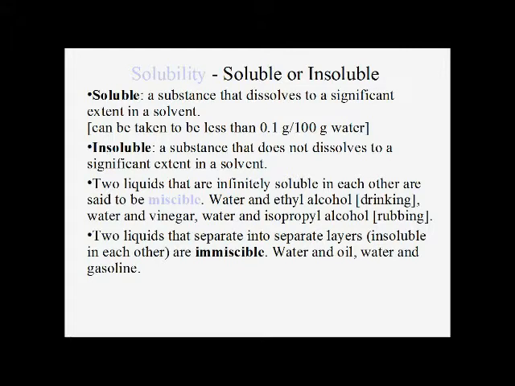Two liquids that dissolve in each other at any concentration are said to be miscible. So water and alcohol, we can have a drop of alcohol in water, or we can have a drop of water in alcohol, we can have half and half, and they all stay mixed together. Liquids that will separate into separate layers are called immiscible. So that would be salad dressing, vinegar and oil. These will separate back out unless you have a good emulsifier in there.